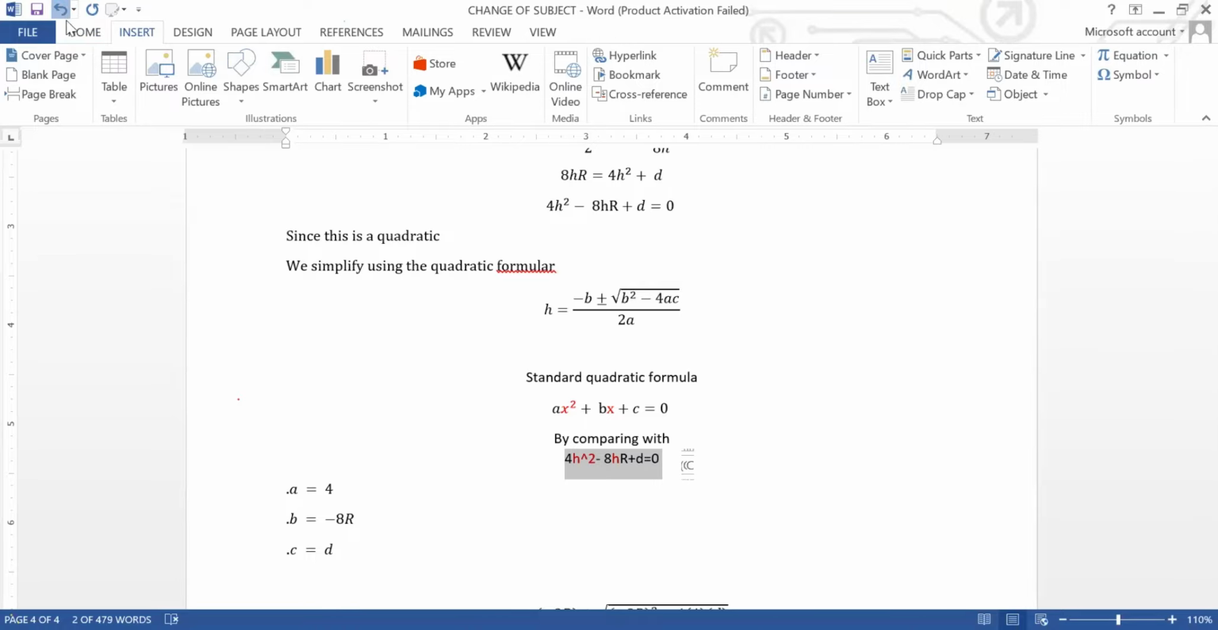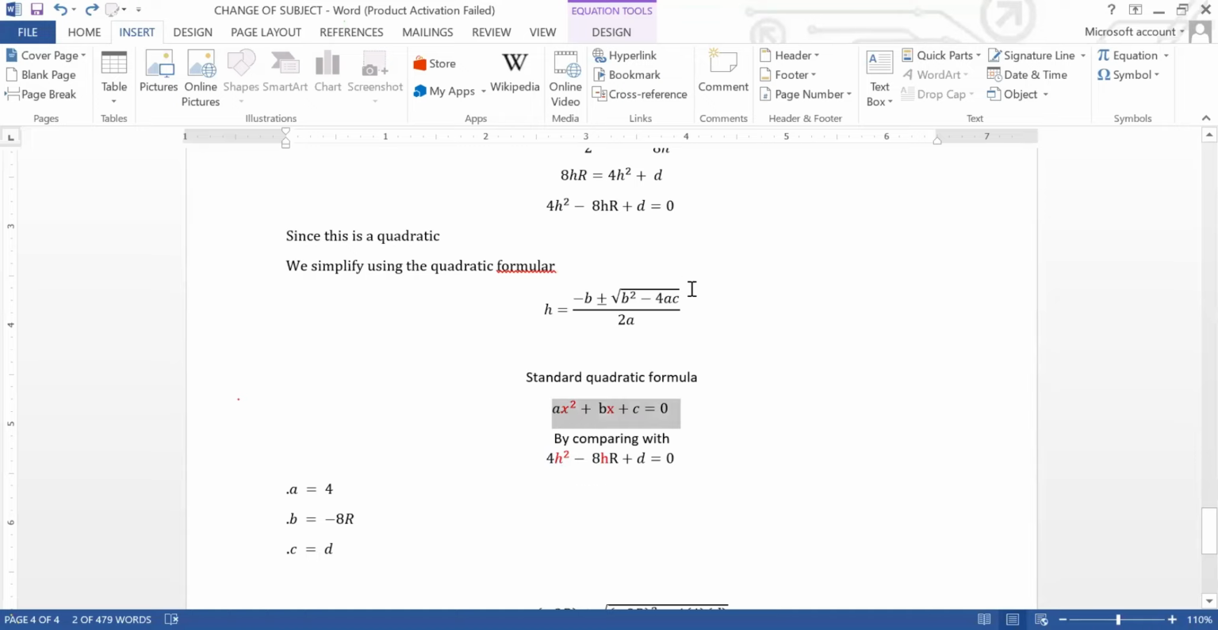If you don't have it, when I post this file today, go through it and look at the standard form of the quadratic formula and keep this in your head. Minus b plus or minus the square root of b squared minus 4ac, all over 2a, should be on your fingertips if you study general mathematics.